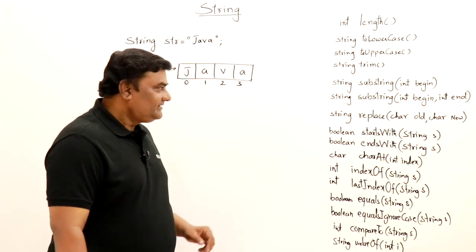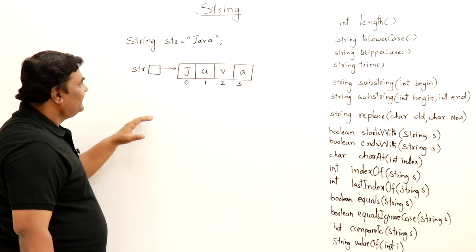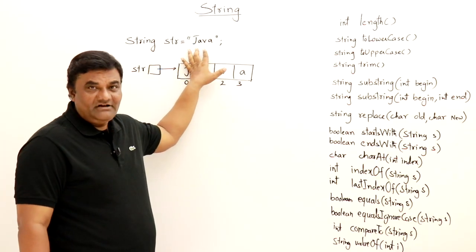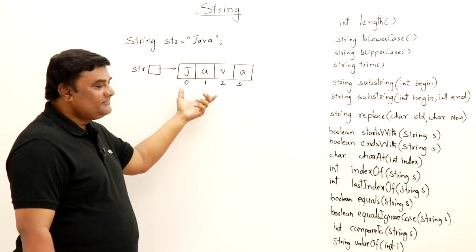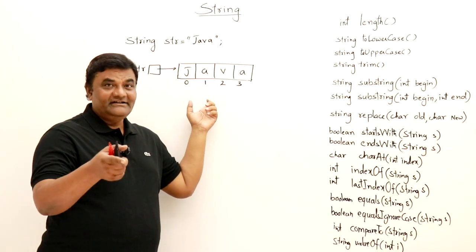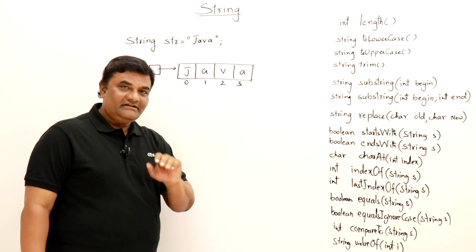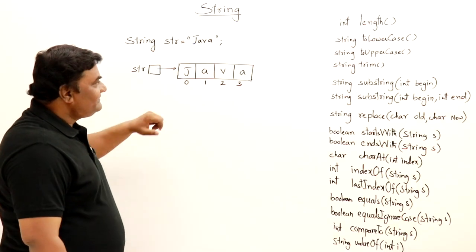For explaining the methods, I have taken one small example here. Already I have a string str with the literal Java. You know very well where this object will be created. Yes, it is created in the pool because this is a literal constant. It's not created in heap. Now let us see the methods.